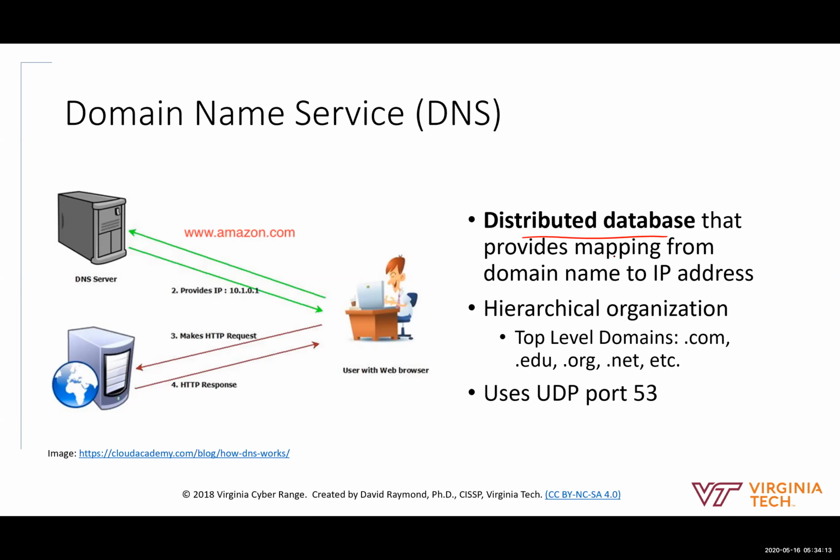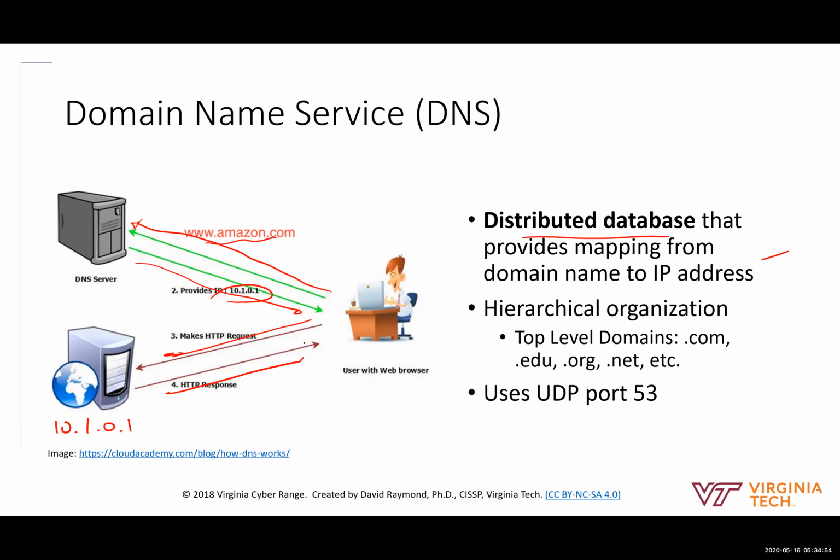DNS is a distributed database that provides a mapping from domain name to IP address, and this is a hierarchical thing. So here I am at my computer on campus, and when I'm going to browse to Amazon.com, my computer is going to send a request to the DNS server. It's going to say, hey, I need the IP address of Amazon.com, and now the DNS server is going to respond with that IP address, in this case 10.1.0.1, and now my web browser can actually make that request to this host that is at 10.1.0.1 and get the HTTP response back.